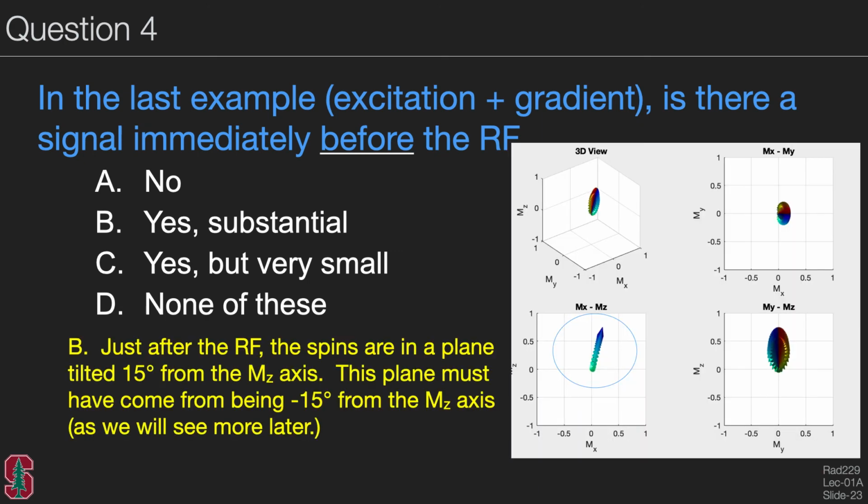So to see this example, remember I said that the spins just after the RF are in a plane that's tilted 15 degrees from the MZ axis. So if we simply go backwards through the RF pulse, this plane must have come from being at minus 15 degrees from the MZ axis before the RF pulse, which means that we had almost all of the signal right before the RF pulse. So we will see this much more later as well.